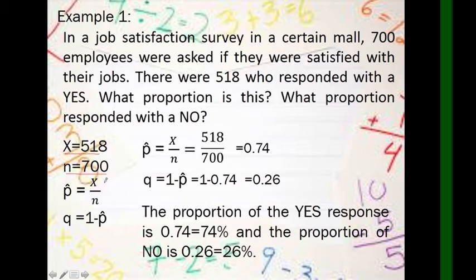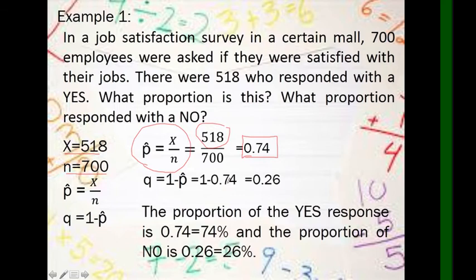So the formula for P hat is x over n. Therefore, we have x divided by n. That is 518 divided by 700 and you will get 0.74. If there are so many decimal places, just round off your answer to the nearest ten thousandths or 4 decimal places. And then for the Q, get your answer.